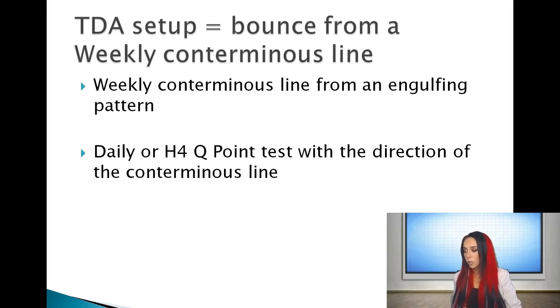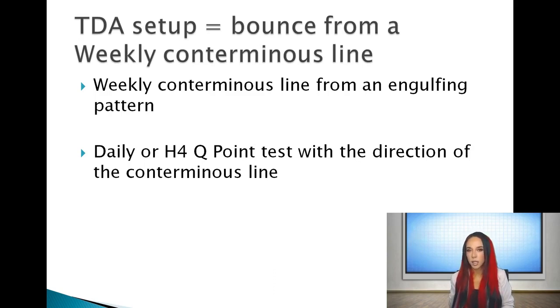In the top-down approach lesson, I was talking about using weekly conterminous lines from just a mere engulfing pattern, not even a supply-demand area. And that is certainly one choice to have in your trading weaponry, should you happen to run into a conterminous line on a weekly or even a monthly chart. Your first step would be to identify the weekly or monthly conterminous line, which indeed can be in the middle of nowhere because it's such a large time frame.